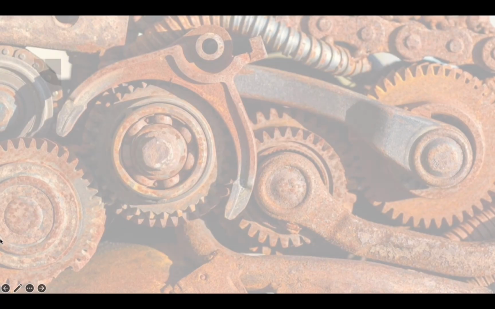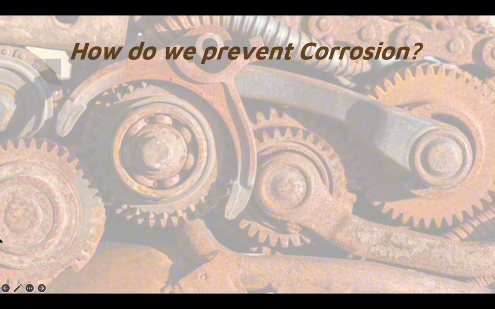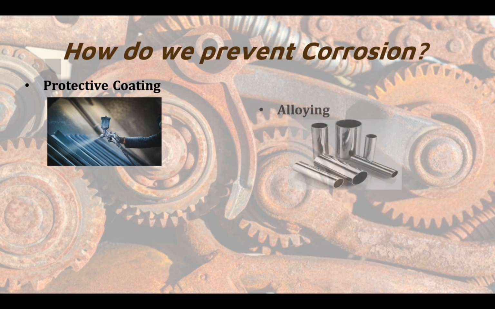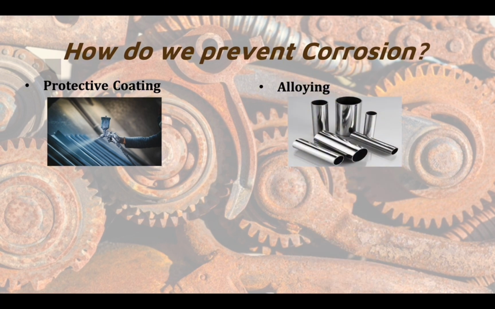So now here comes the main question. How can we prevent corrosion? The first one is protective coating, a layer to prevent the metal from being damaged by environmental factors such as corrosion. Next is alloying, because alloying with chromium gives resistance to oxidation.